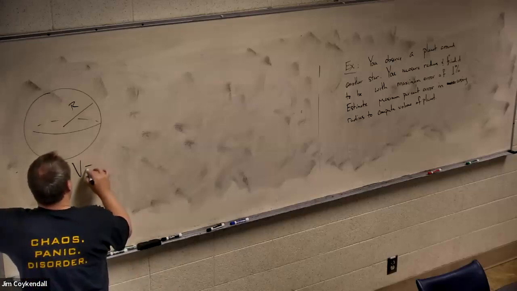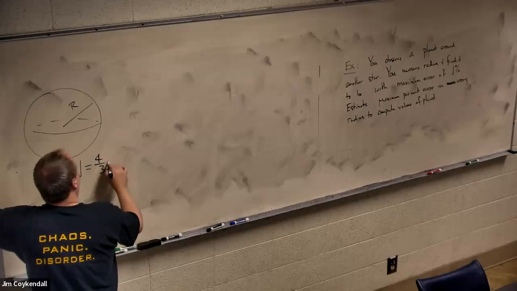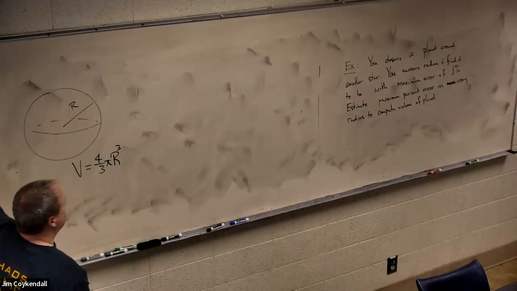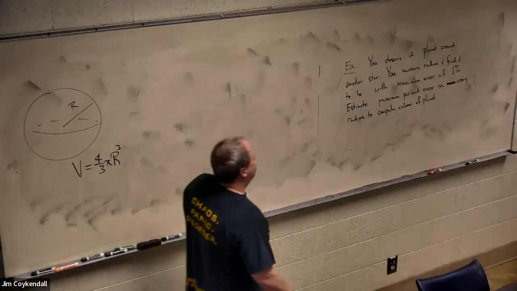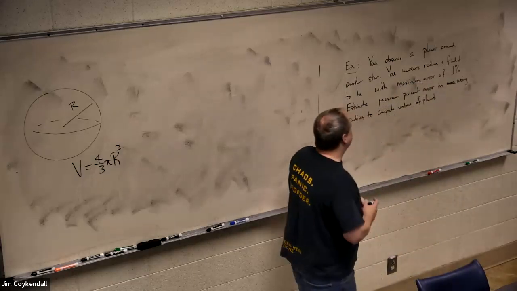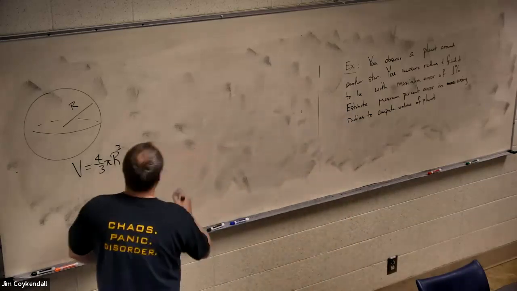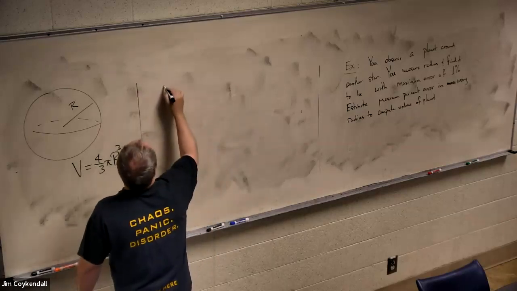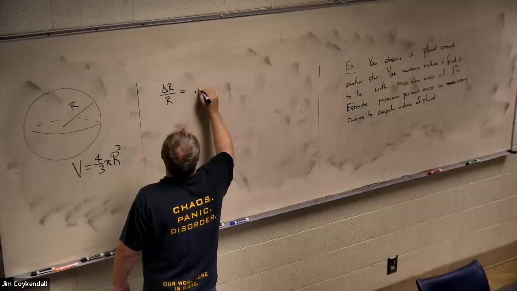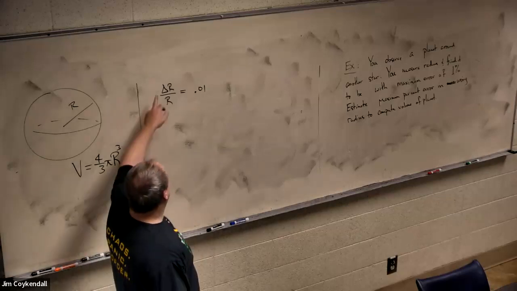Can somebody tell me what the volume of a sphere is? Yeah. So, the maximum error of 1%. What is that? Okay, yeah, plus or minus. That means the relative error is this.